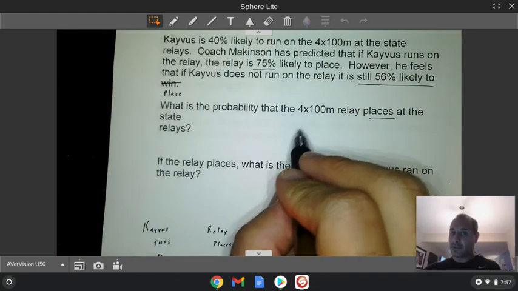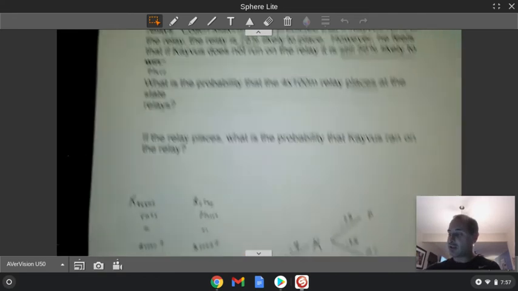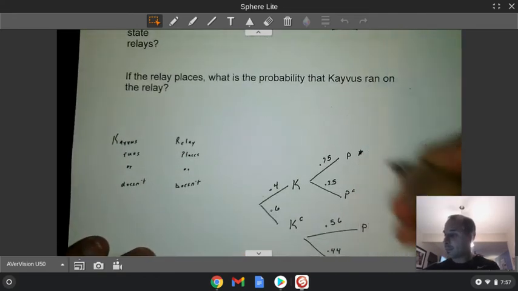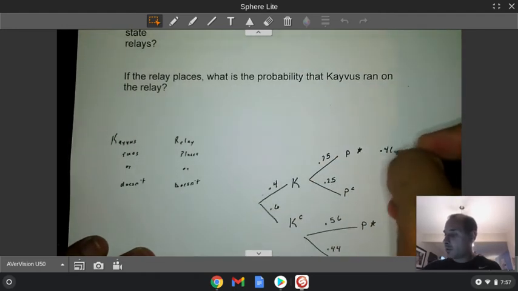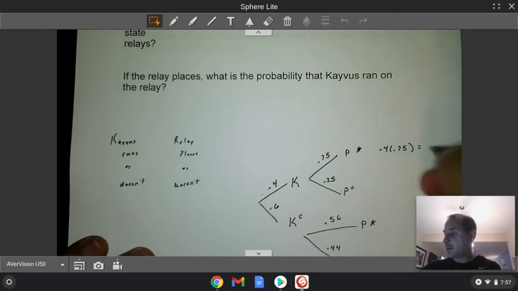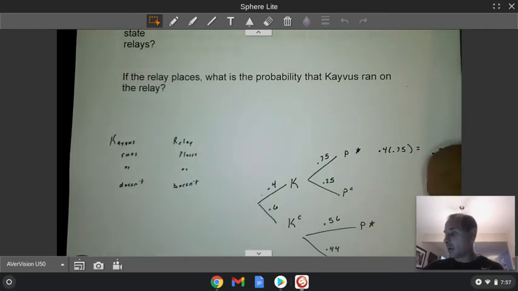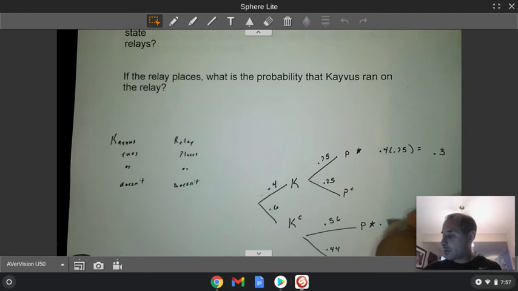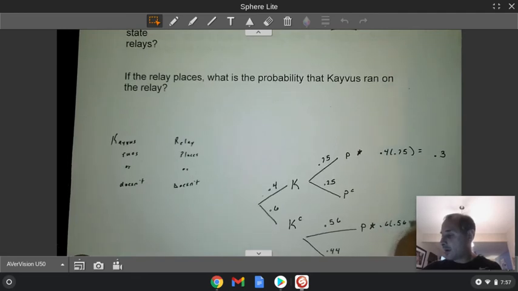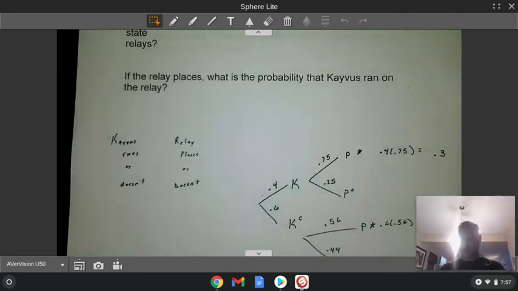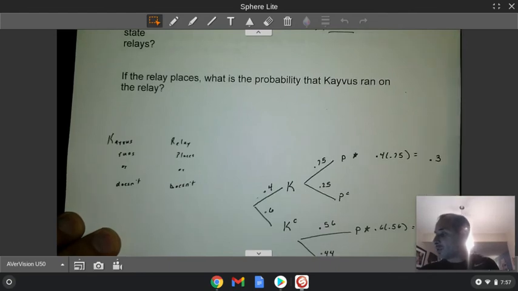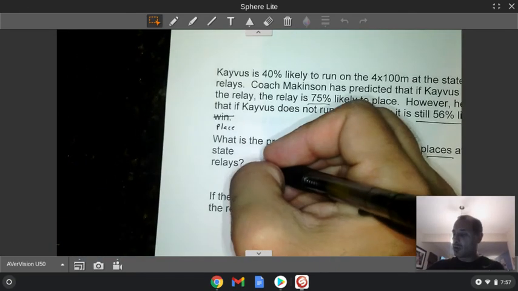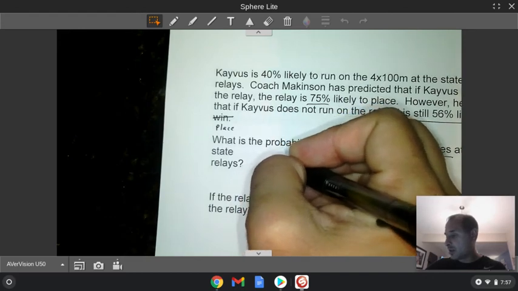It says, what's the probability the 4x100 meter relay places at the state relays? Well, that's here or here. This occurs 0.4 times 0.75 of the time, which is 0.3. And this occurs 0.6 times 0.56, which is 0.336. So either this happens or this happens, which makes the total probability 0.636.